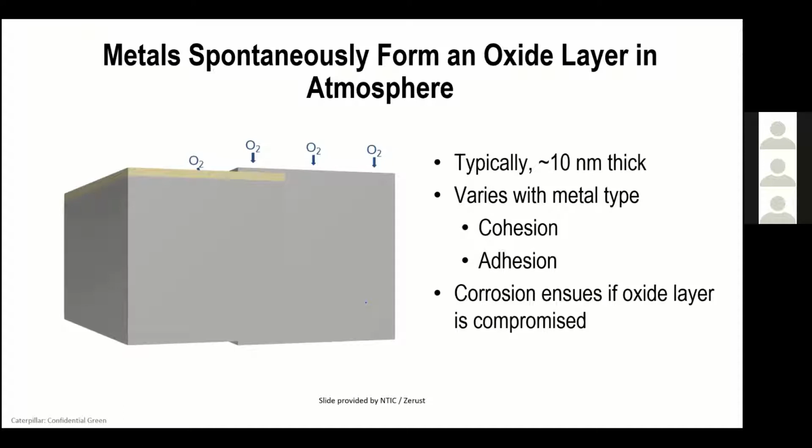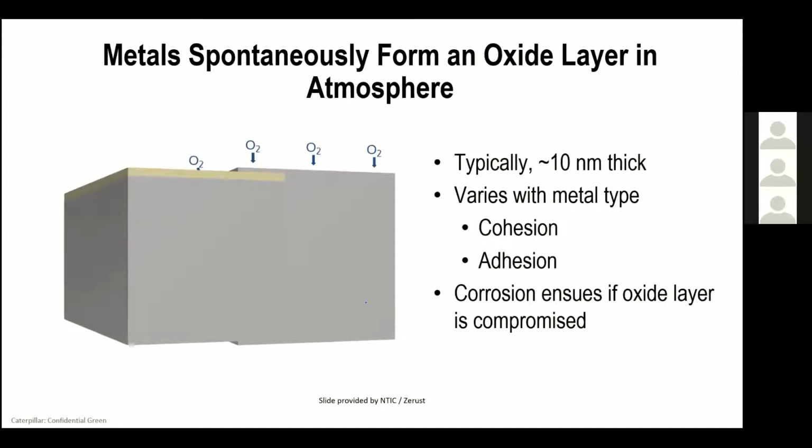There's this oxide layer that you can't see with your eyes, but you're seeing the oxygen molecules forming on the piece of metal. Depending on the type of metal, it could be more of a cohesion, where there's a lot of strength between the oxygens, or an adherence to the actual substrate itself where that oxygen is, and that's adhesion.